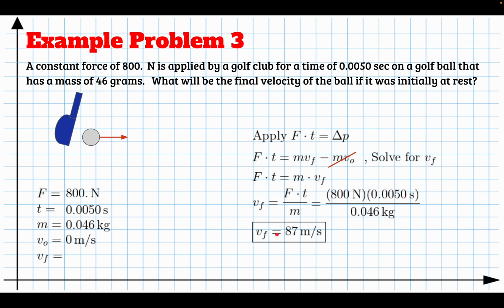Now, you could do the exact same job. You could change the momentum in a different way. Instead of having 800 newtons for 0.05 seconds, you could have 400 newtons of force for 0.01 seconds. If you double the time, you only need half the force to have the same change in momentum.